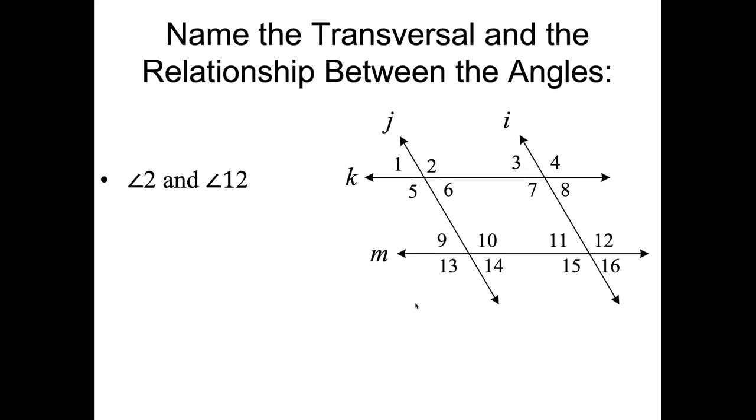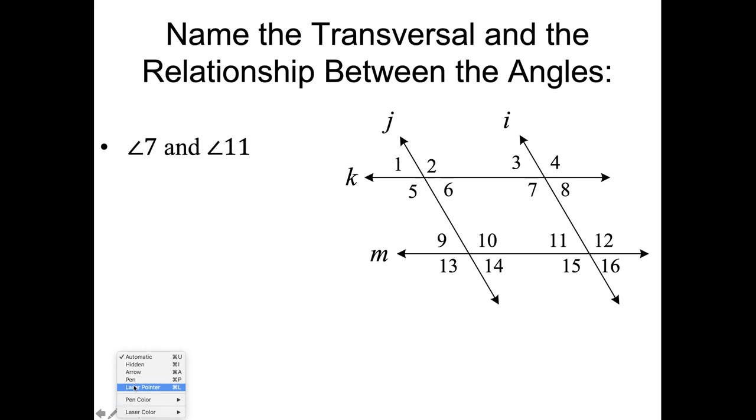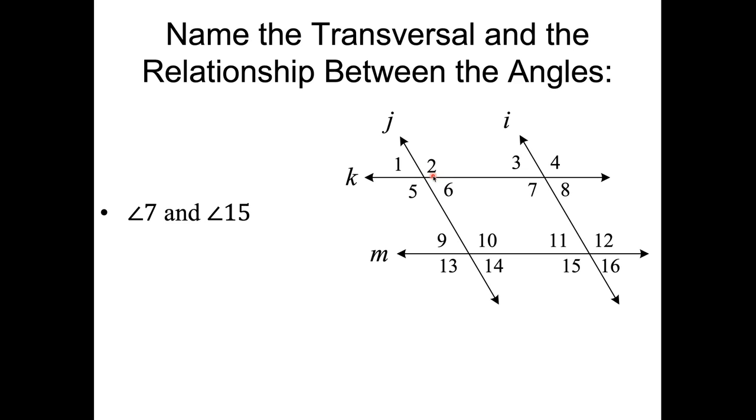So if I go back and we look at 7 and 11, let's see, 7 and 11 are made from the transversal I going through K and M. But when I look at 2 and 12, 2 is made from the intersection of J and K. 12 is made from the intersection of I and M. They don't share a line at all, so there is no relationship there. Okay, 7 and 15. 6 and 16. Again, this one has no relationship because they're not sharing a line.